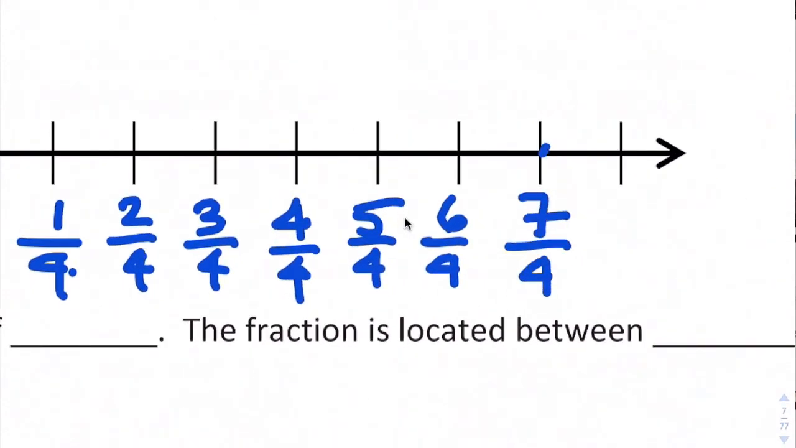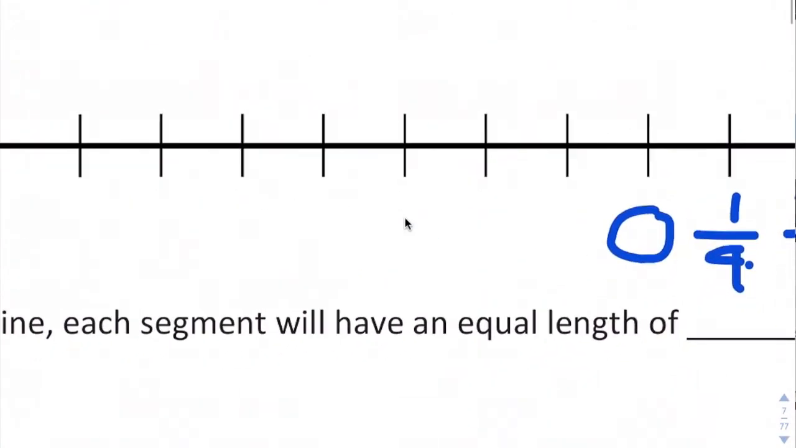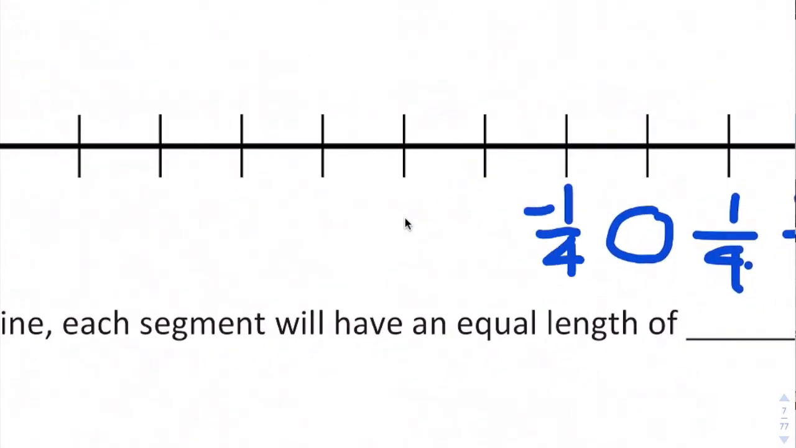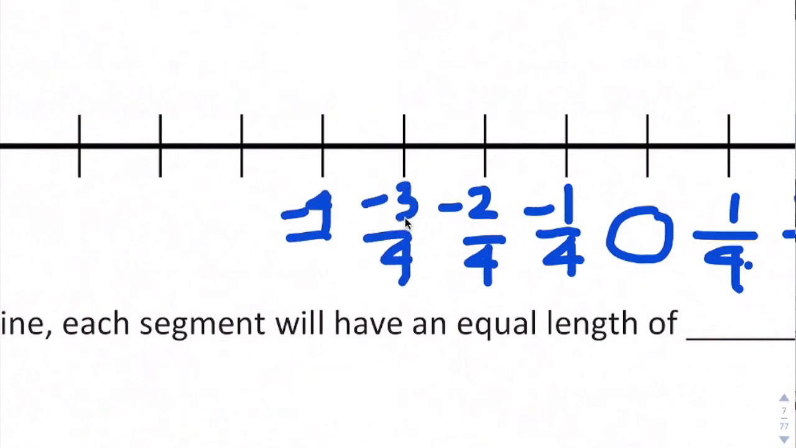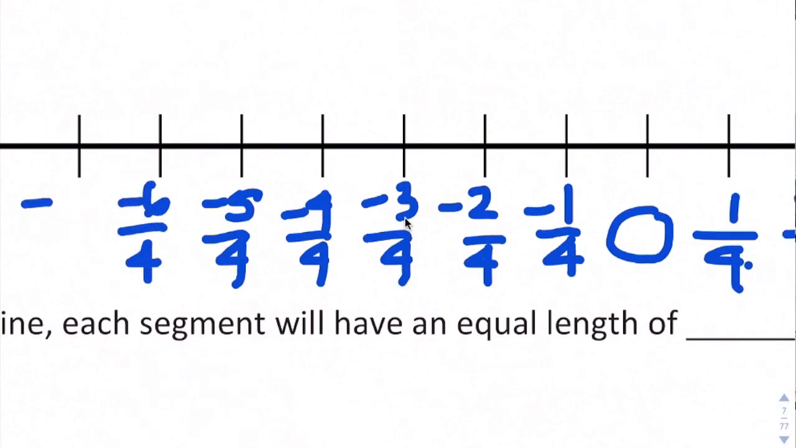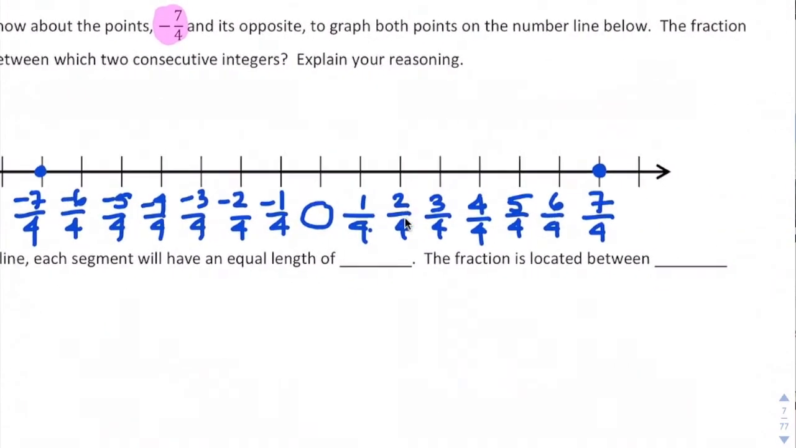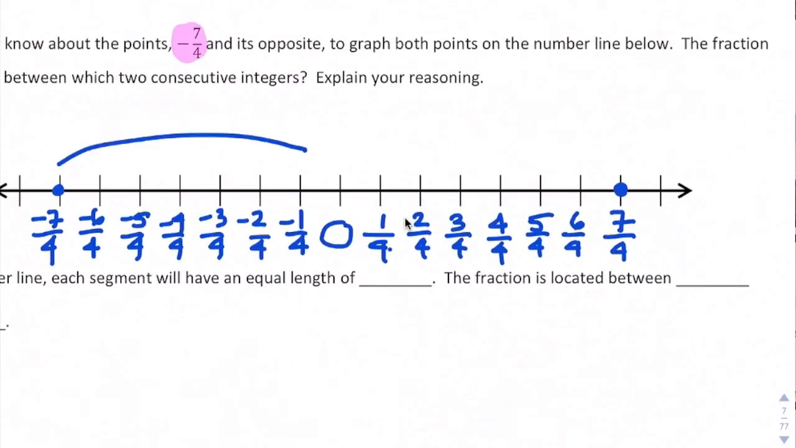So we'll plot a point there. That's actually the opposite we went with first. We go over here, we have negative 1/4, negative 2/4, negative 3/4, negative 4/4, negative 5/4, negative 6/4, negative 7/4. So there's our other point. Now we can see how these points are the same distance away from 0. They're on opposite sides of the number line.